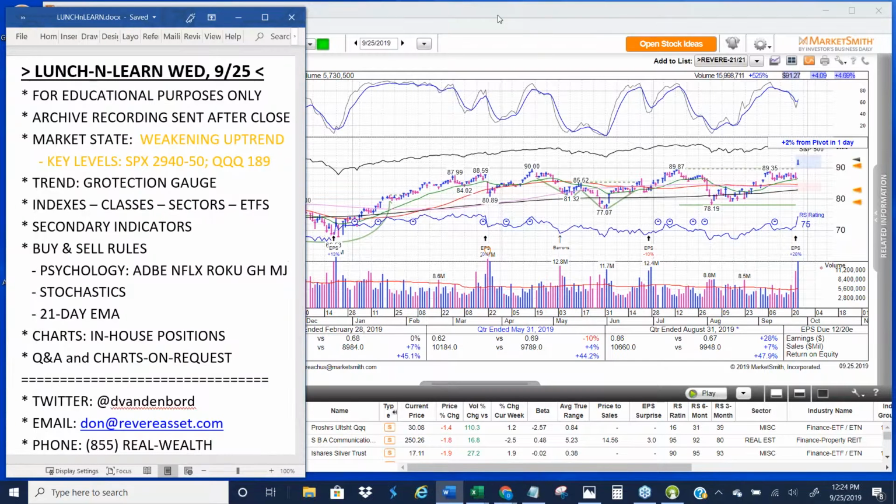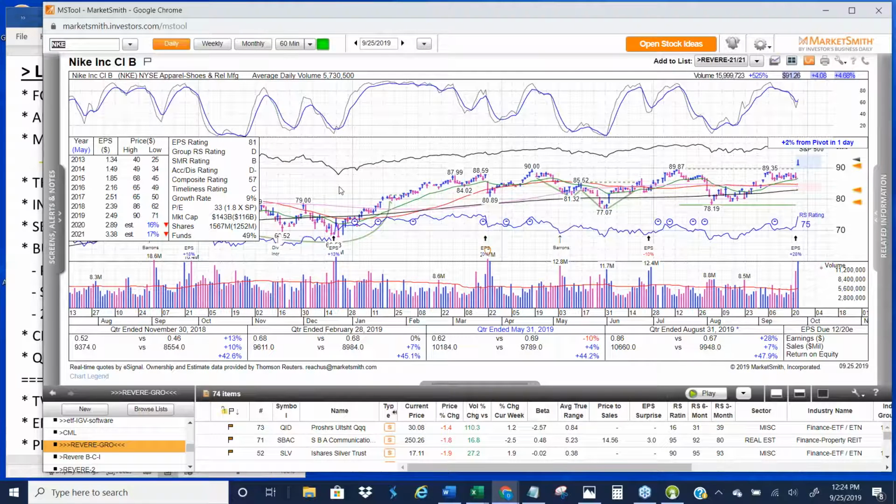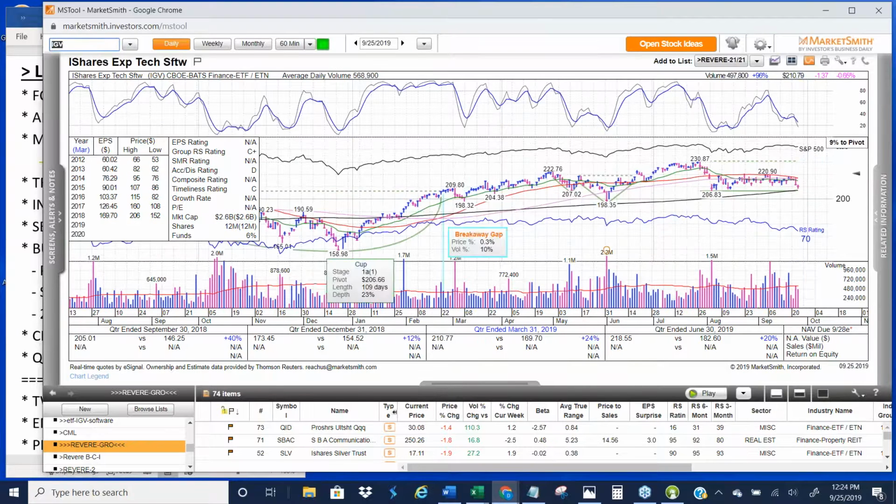So psychology, and I'm going to show a couple of charts here relative to the stochastics and to the 21-day exponential moving average. A leading ETF, a leading group during the first half of the year very clearly was the software group.